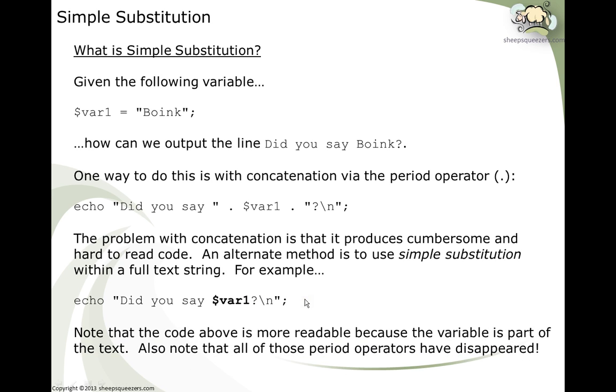Note that the code above is more readable because the variable is part of the text. There's no periods and all this stuff. The concatenation version is very difficult to read and prone to error because sometimes, I know I do it, I miss out on the periods and I compile it, run the program, and it yells at me. In this case, it's very nice. It's part of the text, which is nice.